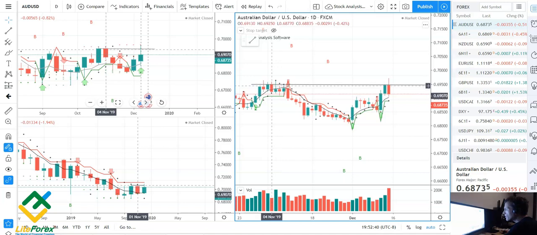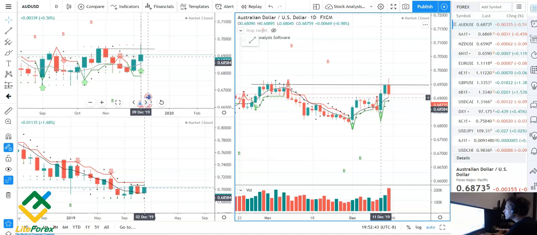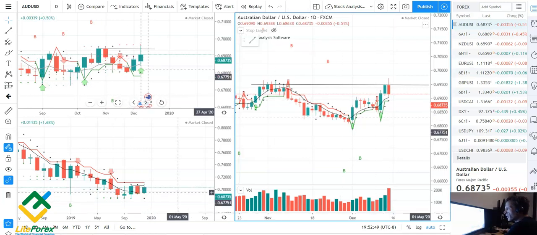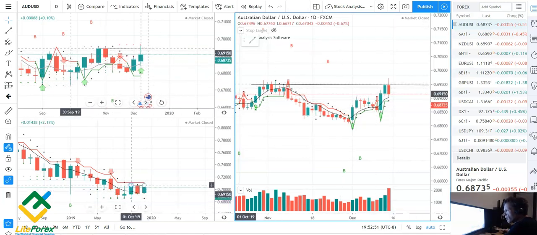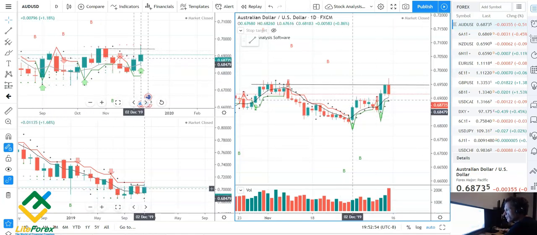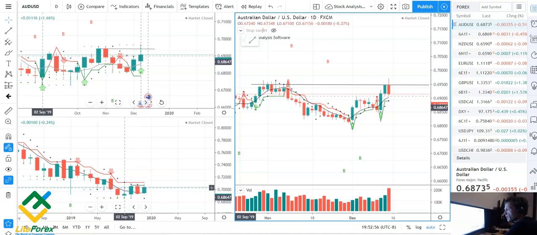Hit resistance going back in early November, pulling back. Now it's trying to break out again, hitting that same resistance, pulling back. The momentum is definitely to the downside. You can look at the monthly chart here. You can see how rangy just the last 3, 4, 5 months actually have been on the Australian USD.